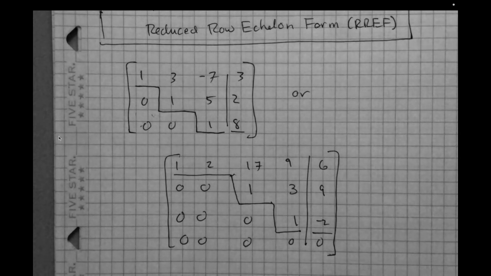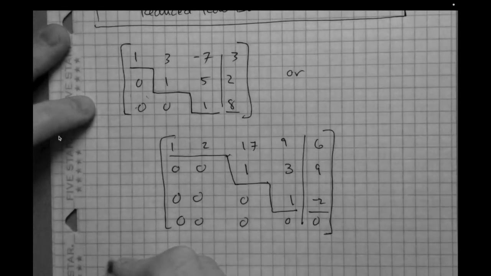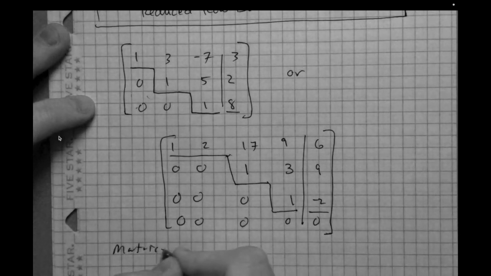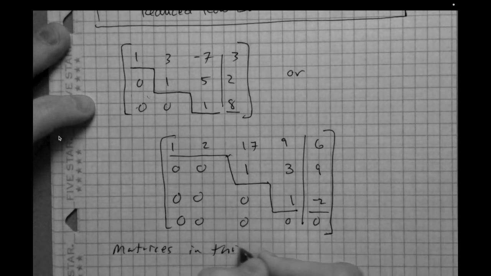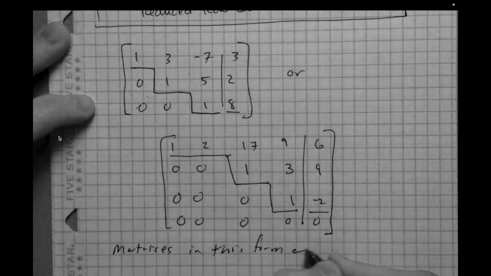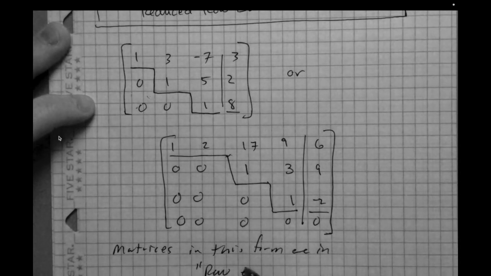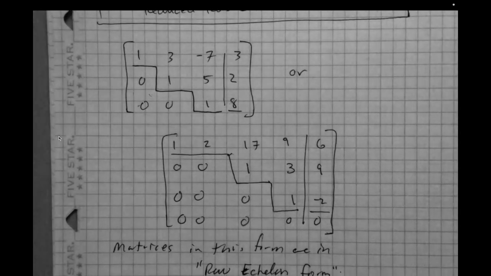Matrices in this form are said to be in row echelon form.